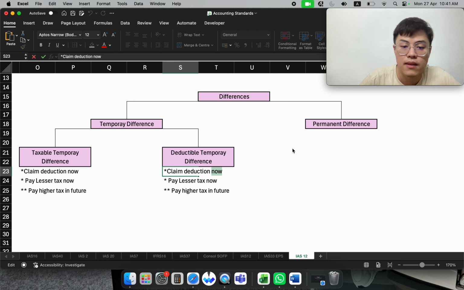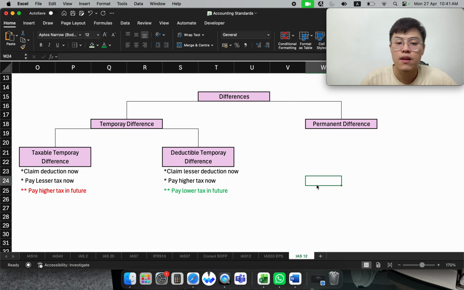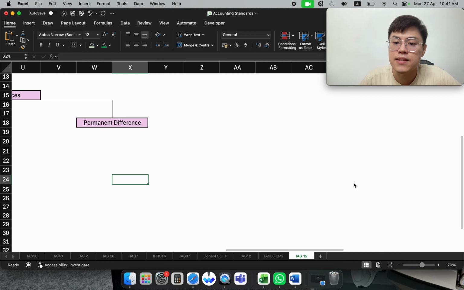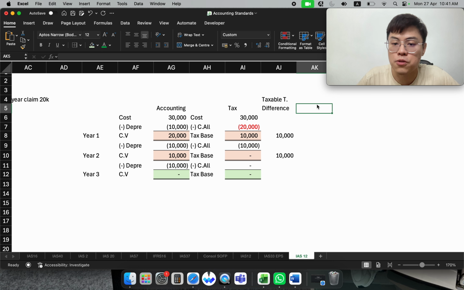You claim lesser deduction now, or no deduction now. You pay higher tax now, you suffer now, and you pay lower tax in future. So this is the difference. One is your liability, one is your asset. So ultimately, this difference, you will need to translate into your tax value.